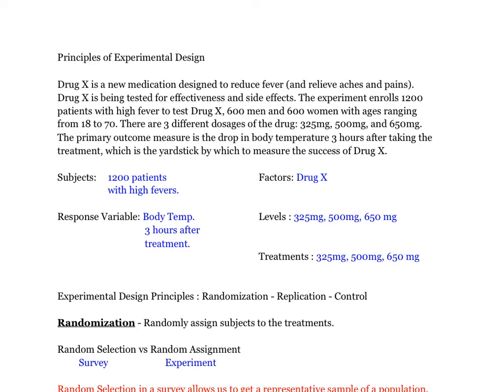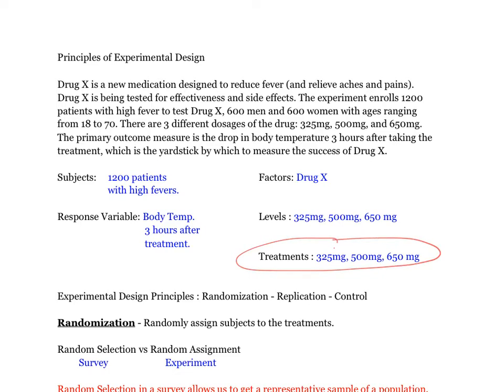So, you're going to give one of those doses of medicine to each subject when they have a fever, and then 3 hours later, they're going to take their temperature and see if it has dropped and how much it has dropped. So the subjects would be the 1,200 patients with high fevers. The response variable will be the body temperature 3 hours after treatment. So they'll take their temperature before they get the drug, they'll take it after, and they'll see what the change is. The factor for this problem is just drug X. That's the only treatment being used. But there are three levels of that treatment, the 325 milligrams, the 500, and the 650. So the treatments, we end up with 3.